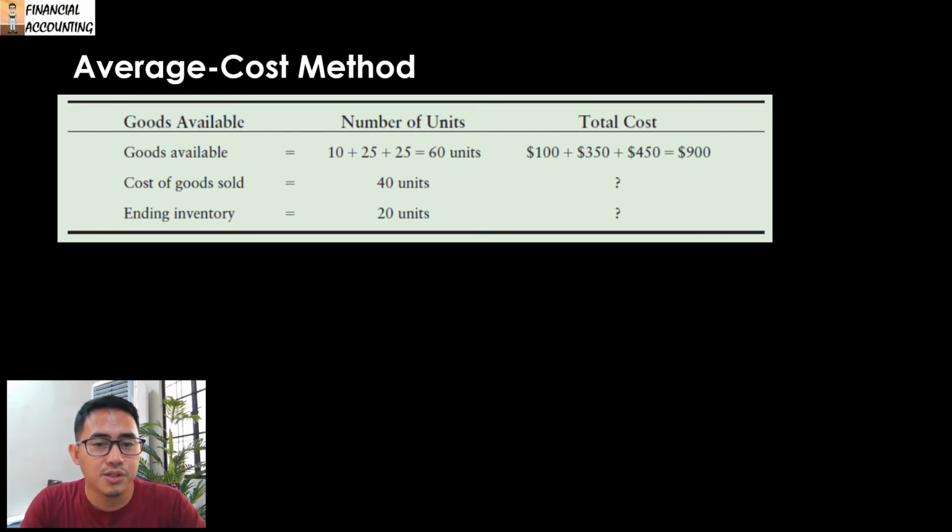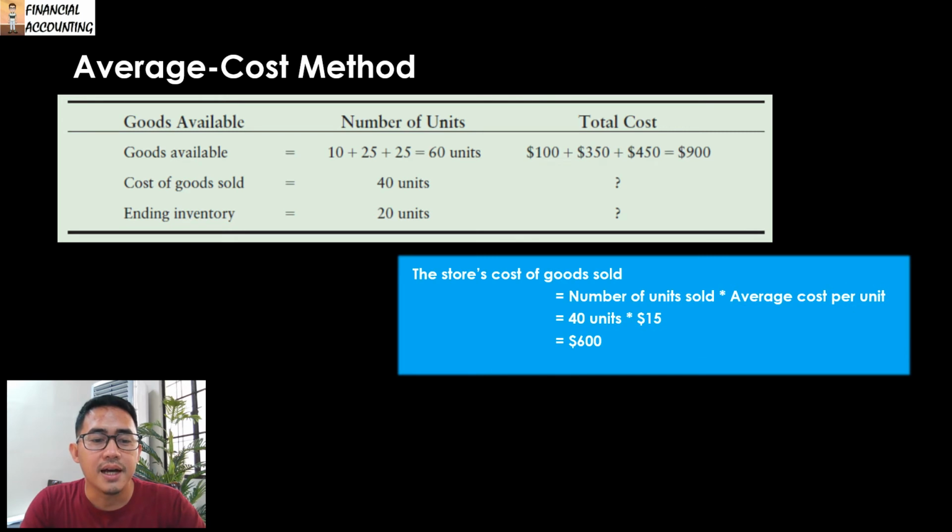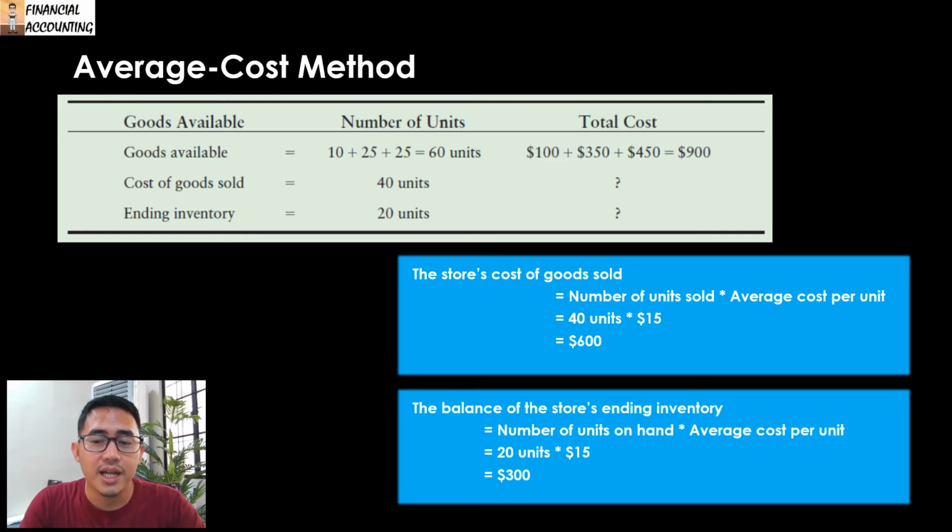So our cost of goods sold can now be computed by getting the number of units sold times the average cost per unit. The number of units sold is 40. You multiply that by $15 equals $600. That is your cost of goods sold. And your ending inventory is computed by multiplying the number of units on hand, or the remaining amount of inventory, times the average cost per unit, which is $15. So 20 times 15 is $300.